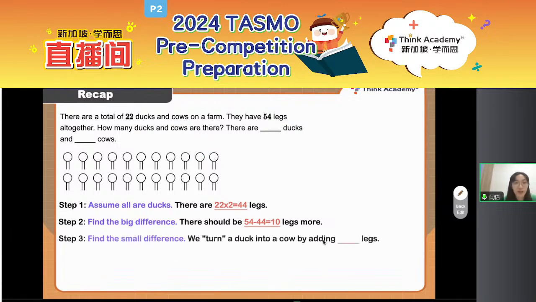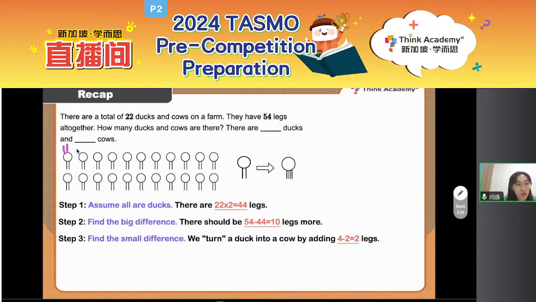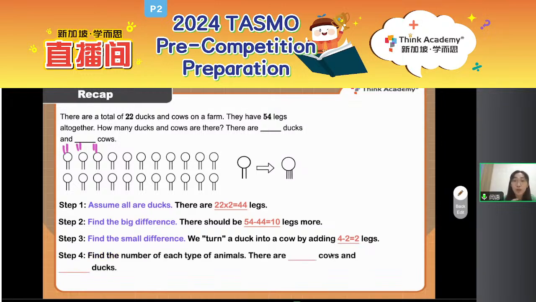Okay, pay attention. This is about the small difference. By turning one duck into one cow, we need to add 4 minus 2, which is 2, right? We need to add 4 minus 2 equals 2 legs. So here, how can we add 10? You can only add this 10 legs 2 by 2. That is like 1, 2, 1, 2, 1, 2, 1, 2, and then move on, right? So how many 2 are there, in order to figure out the groups of 2?